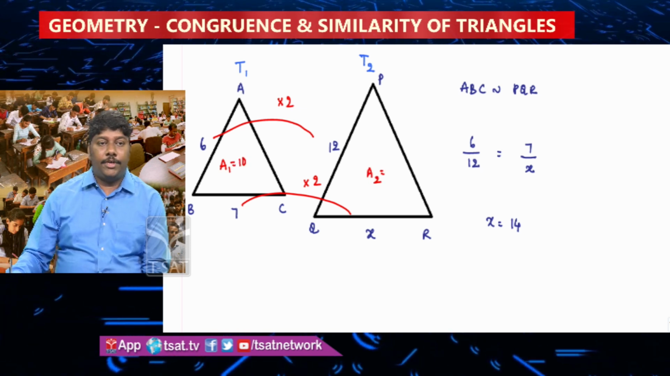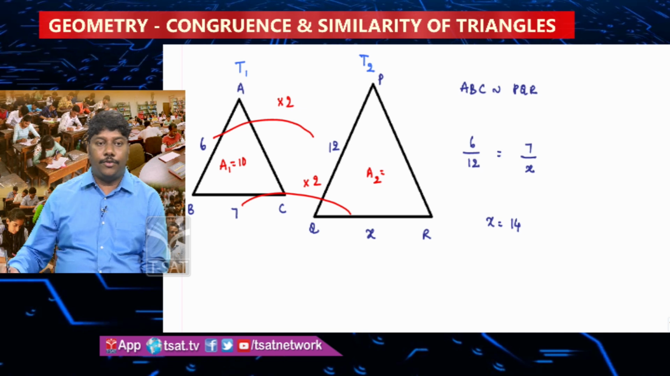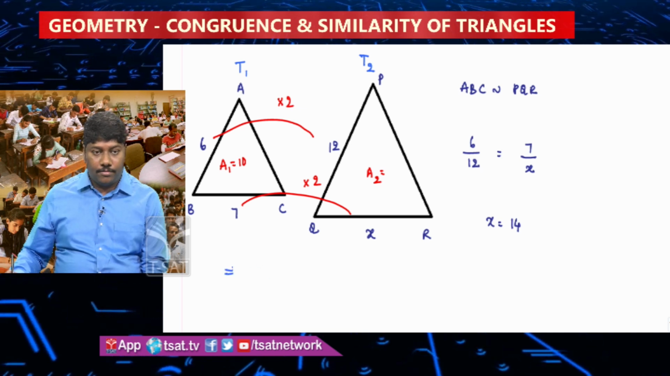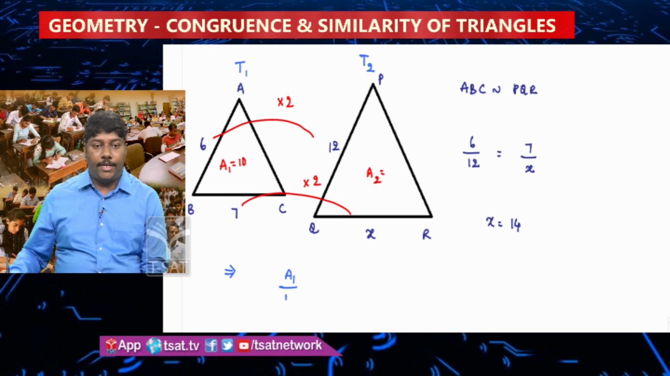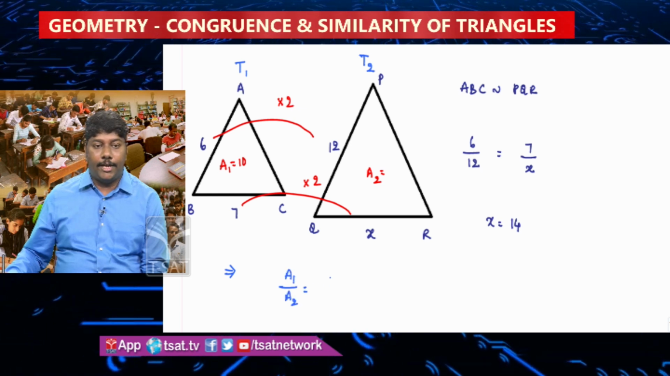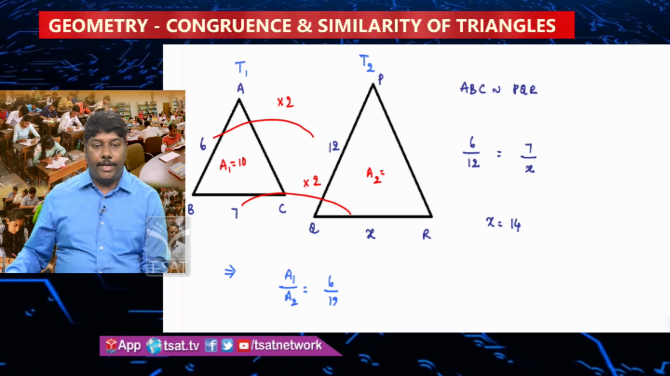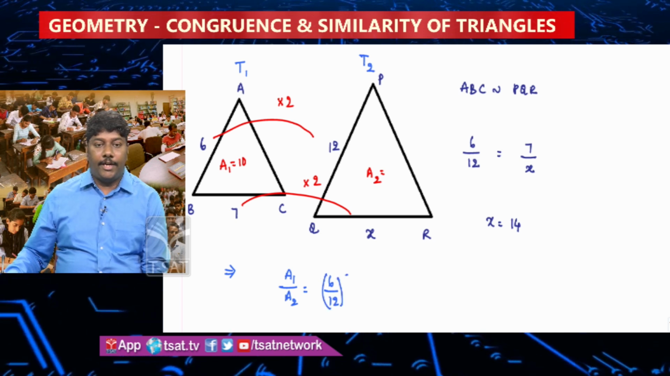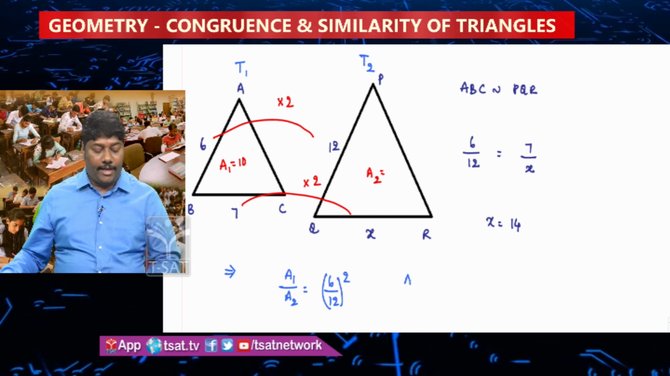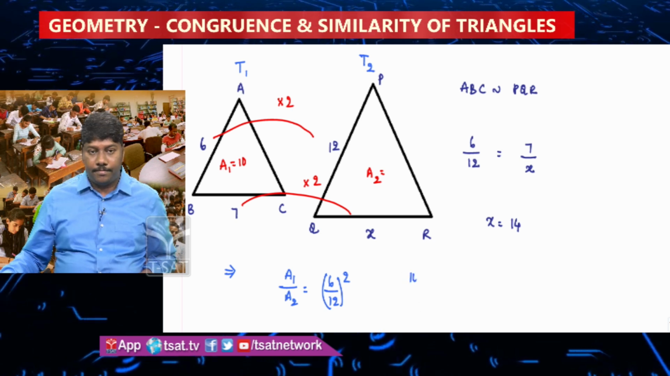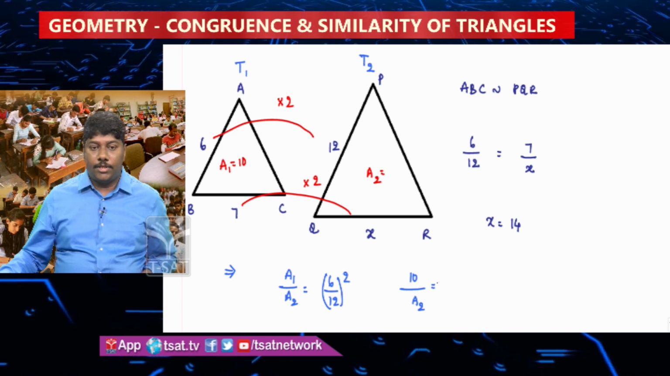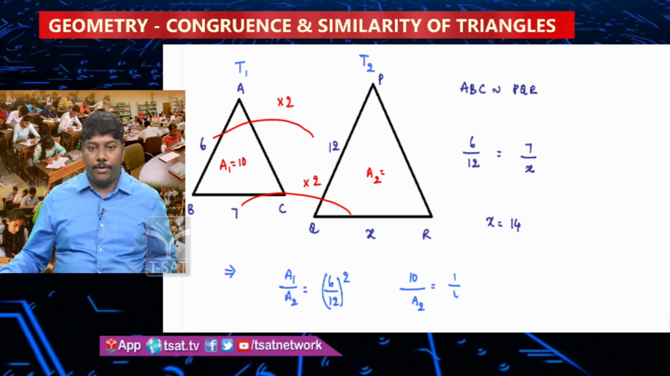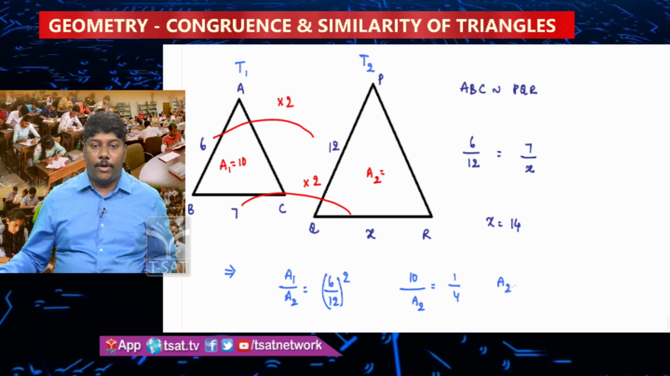Their sides ratio is 1:2, which means their areas ratio will be 1:4. Remember, or else if you look at the formula, area 1 by area 2 is equal to side 1 by side 2 whole square, 6 by 12, any known sides you take and square it. So area 1 is 10 by area 2 is equal to 1 by 2 whole square, which is 1 by 4. Area 2 is equal to 40.